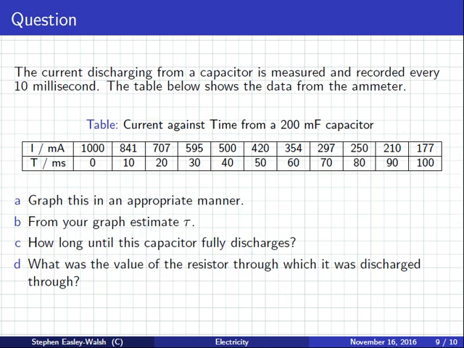So in this example, the current discharges from a capacitor, and that's measured and recorded every 10 milliseconds. The table shows the data from the ammeter. As the time increases by 10 milliseconds, the current decreases from 1000 milliamps down to about 200 milliamps. First thing is to make a graph. Okay, so I'll do this question with you. To begin with, I just need you to copy this table down, and I'll make the graph. So if you could just copy this table down.